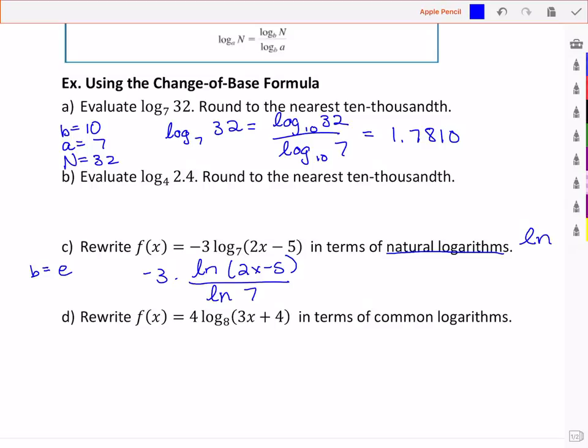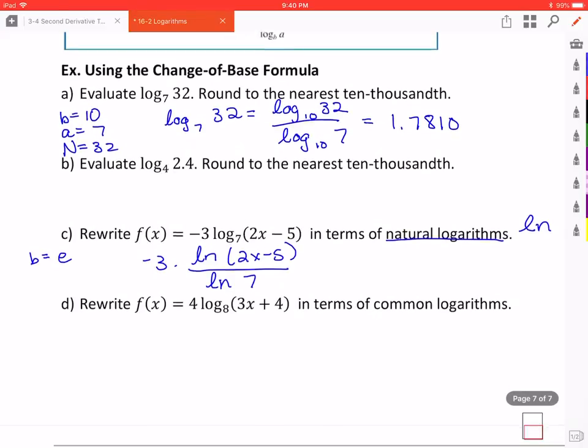And again, you would just put that into the calculator. It is saying that you just keep it in terms of natural log, so we could leave it just like that. Okay.